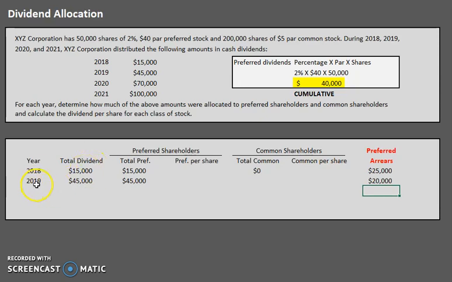During 2019, they wanted $40,000, which they were entitled to for 2019, but they also wanted the $25,000 they were owed from 2018. So they asked for $65,000. Of that $65,000, the parent corporation could only pay $45,000. That means that additional $20,000 that was not paid goes into that year's arrears.